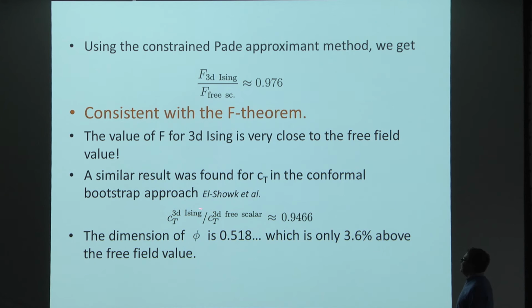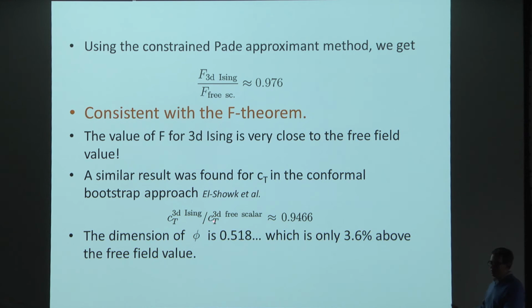And this seems to be an emerging pattern for a lot of quantities in these conformal field theories, that even at small N, there is a sector which is very close to free field. For example, from the conformal bootstrap, they obtained C_T of 3D Ising to C_T of the 3D free scalar, and it was only 5% off. And just to go to something even more familiar, we know that the dimension of phi in the 3D Ising model is only 3.6% off.